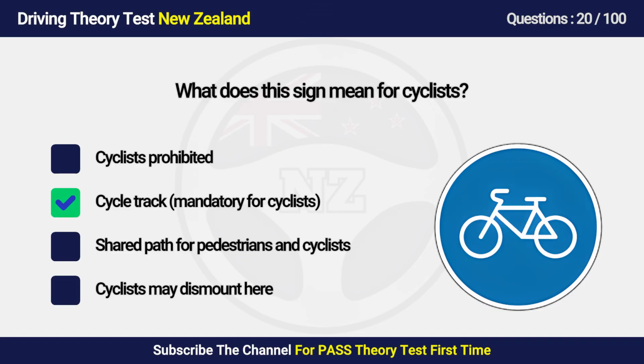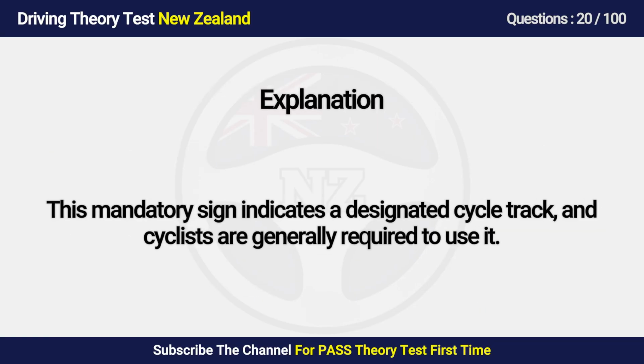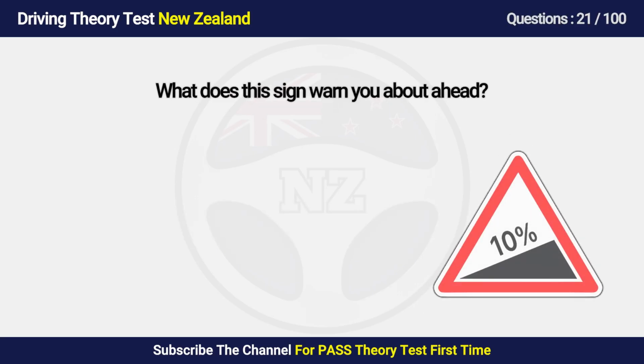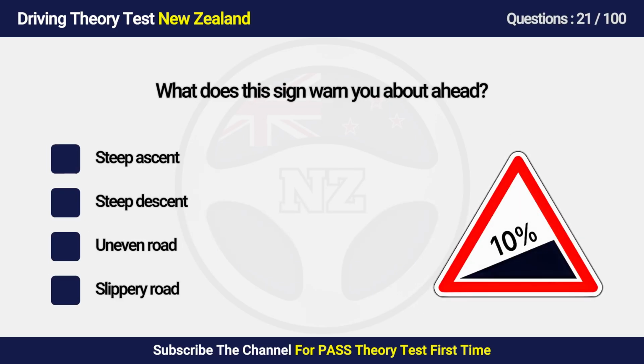Answer is B. Cycle track mandatory for cyclists. This mandatory sign indicates a cycle track, and cyclists are generally required to use it. Question 21. What does this sign warn you about ahead? A. Steep ascent. B. Steep descent. C. Uneven road. D. Slippery road.